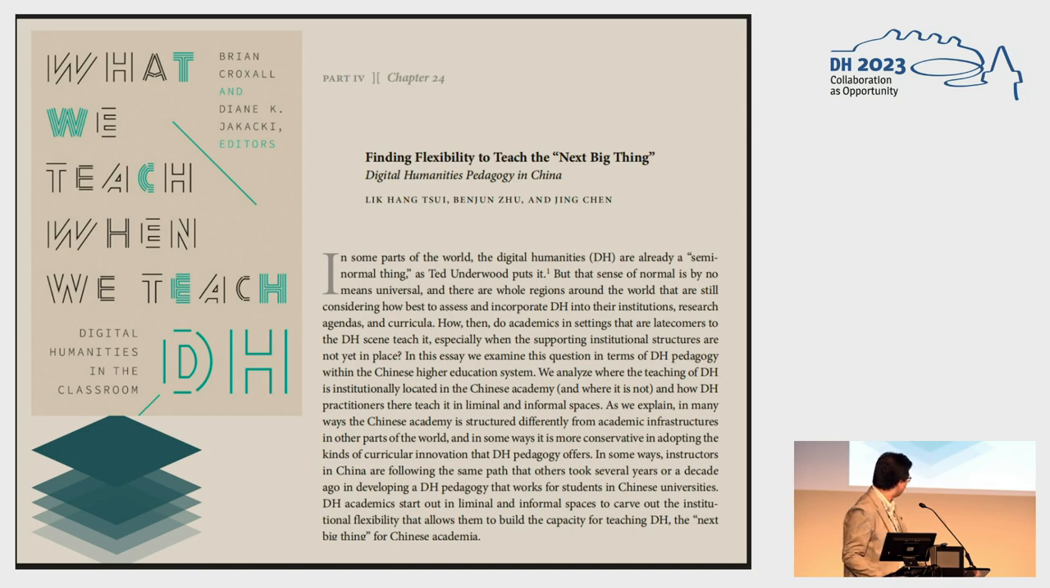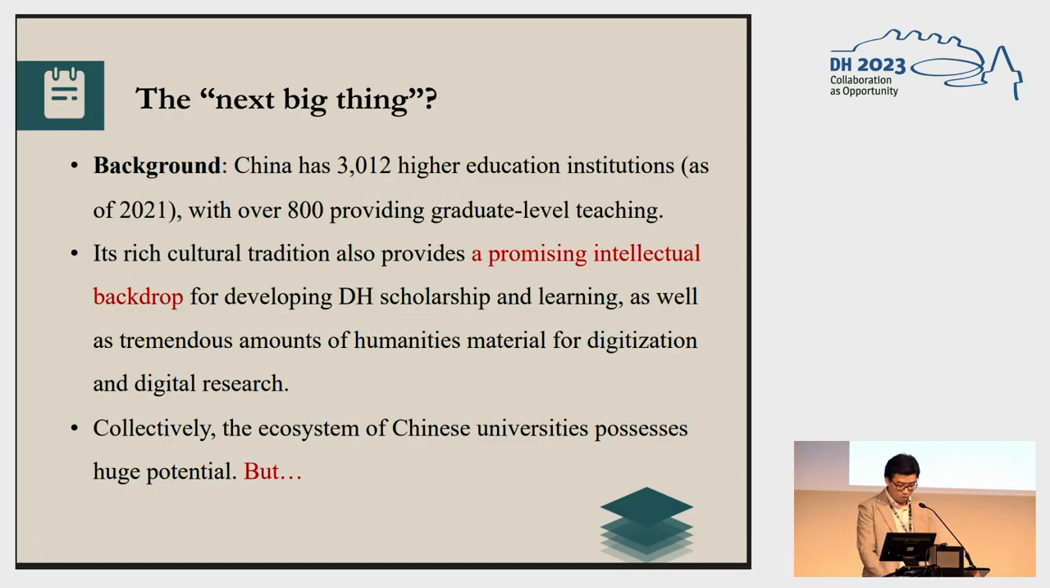Just to show the edited volume, the cover of it a little bit, will be out in all good online bookstores soon. The ideas that we present today are mainly based on that chapter, and we also present some of the updates from the field from 2020 to 2023. In the past 7 years or so, DH has been seen as the next big thing in the humanities circles in China. Of course, it's a huge country with 3,000 higher ed institutions, many of them providing graduate level teaching as well. And with its history, with its humanities data, there is a lot of demand, there is a lot of potential for teaching and learning DH there.